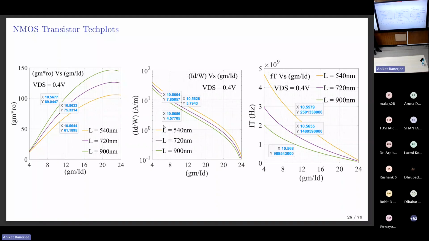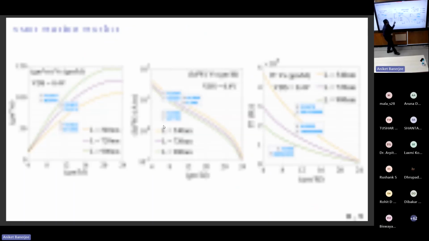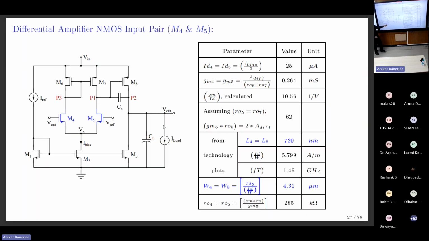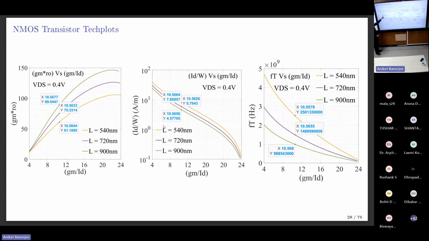For the MOSFET, I have generated these lookup tables for only one length, L-min. In this case, because I'm looking at a gain requirement of 62, I don't know whether L-min will give that. So I generate for different lengths: 540 nanometers, 720 nanometers, 900 nanometers. My GM by ID is fixed at 10.56 in this case, so all these values are at 10.56. My gain requirement is 62. So 540 will give me 61 point something, so to be safe, among these three values I will pick 720.